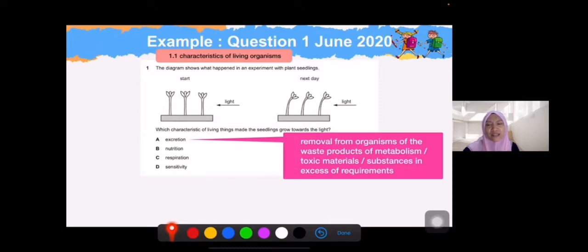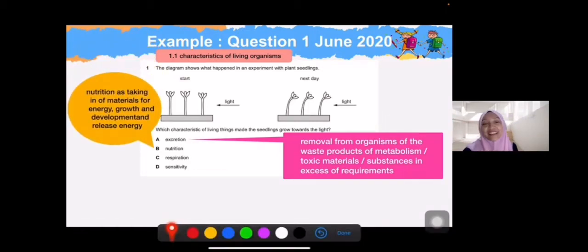What is excretion? Excretion is the removal from the body, from the organism, of waste products of metabolism and also toxic materials and substances in excess.